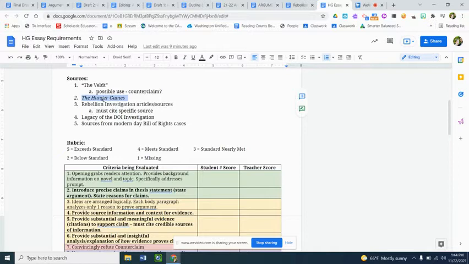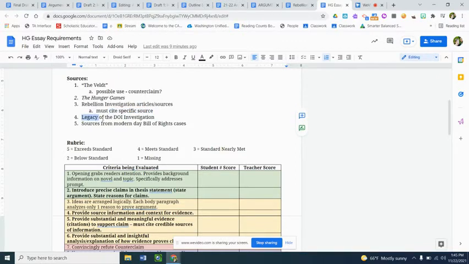Obviously, the Hunger Games is a required source. Other sources you can use include anything from our rebellion investigation that we completed before Thanksgiving break. You can use any of the videos, any of the articles, all of that is up for grabs. The thing is, you have to cite your specific source. So you can't just say, according to the rebellion slides or according to the Black Lives Matter slides. You have to tell me what article or video it came from. There has to be a title and a source. Especially if it's a video, it doesn't have to be a direct citation, but it does need to be from a cited source.